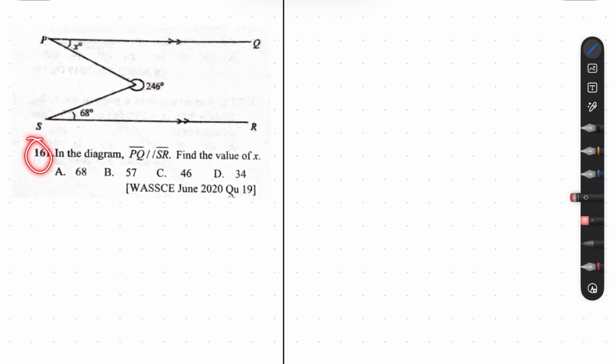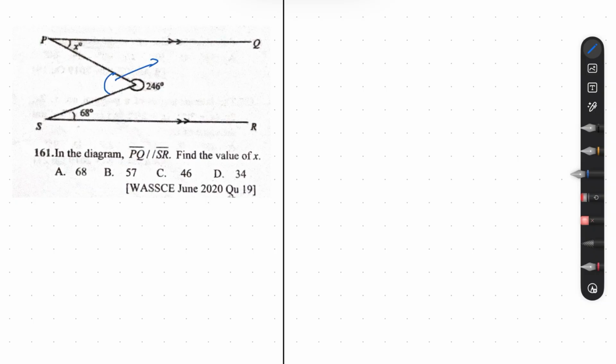Cool. In this question, you've been given that this line is parallel to this line. PQ is parallel to SR, okay? We need to find the value of x. This is x. But to find this value of x, we need to find some other stuff first, okay? Let's try to find this angle first, okay? That angle here. How do you find that angle?